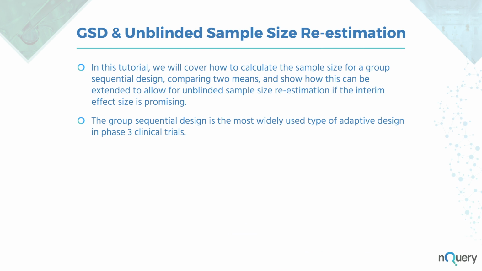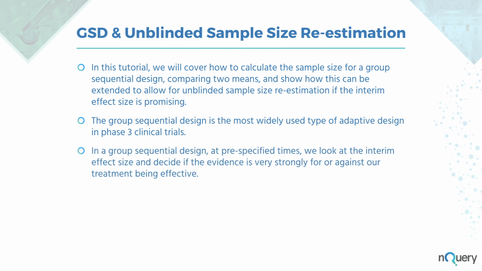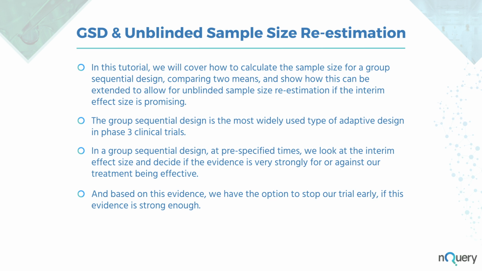The group sequential design is the most widely used type of adaptive design in phase 3 clinical trials. In a group sequential design, at pre-specified times, we look at the interim effect size and decide if the evidence is very strongly for or against our treatment being effective. And based on this evidence, we have the option to stop our trial early if this evidence is strong enough.